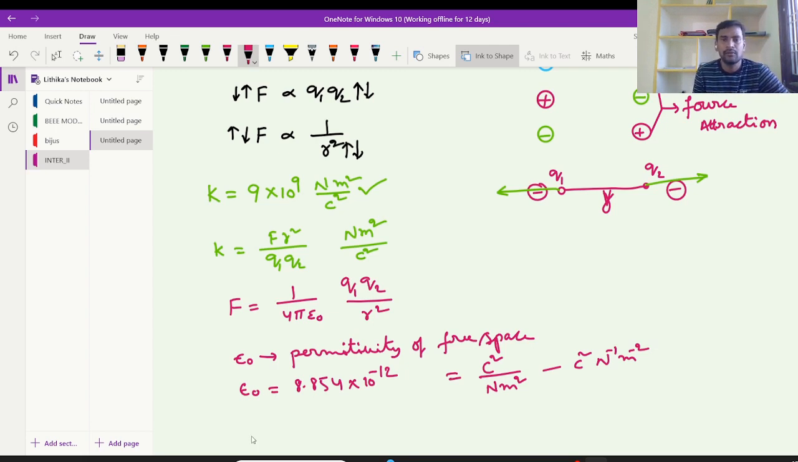So this is all about Coulomb's law in the scalar form. In the next video, we'll see Coulomb's law in vector form.